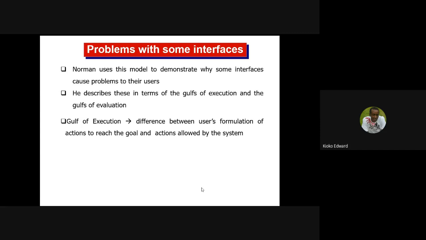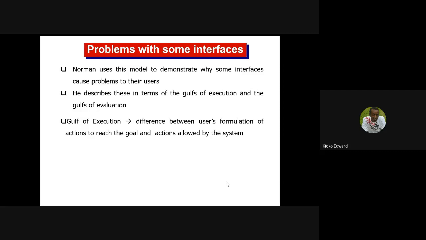I will give you an example. Assuming I want to copy and paste, but I find my browser doesn't support that option. In the formulation of my actions, I said that to move text from location A to location B, you need to select the text, then right click and click on the copy function. But you find the system or the interface doesn't support right clicking. That's a clear example of the gulf of execution.